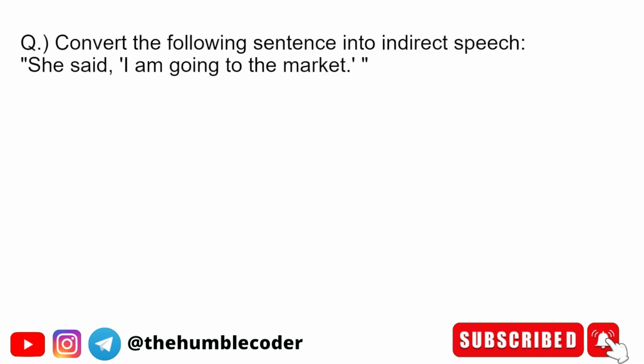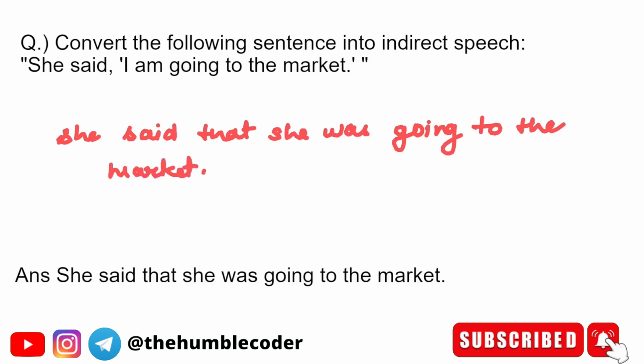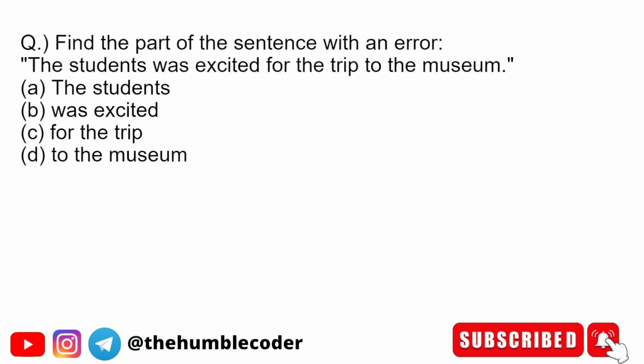Convert the following sentence into direct speech. So this is an indirect speech, that is, she said I am going to the market. So what is the direct speech? The answer is going to be, she said that she was going to the market. So it is simple. When it comes to indirect to the direct sentence, we just have to add a that. So the correct answer is she said that she was going to the market. Moving on to the next question.